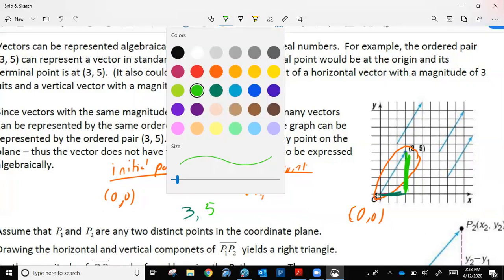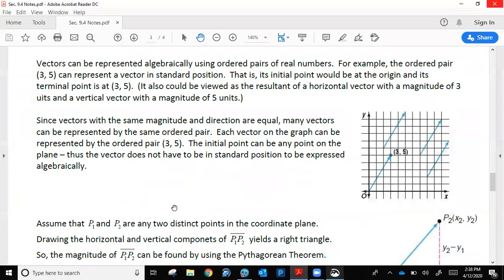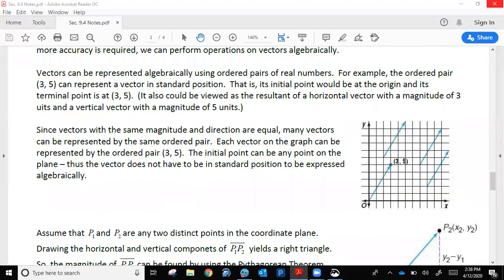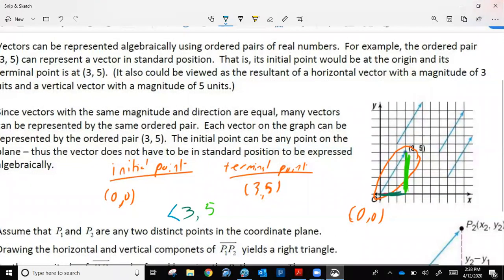And to denote that, I don't use your traditional parentheses. I use the greater than, less than looking caret-like symbols around the units. So again, these particular symbols, the greater than, less than, caret looking symbols, that means it's a vector. That's not a point. That means we are moving 3 units horizontally and 5 units vertically.